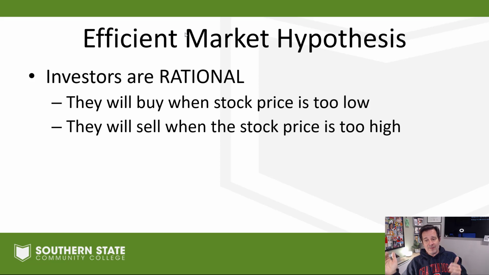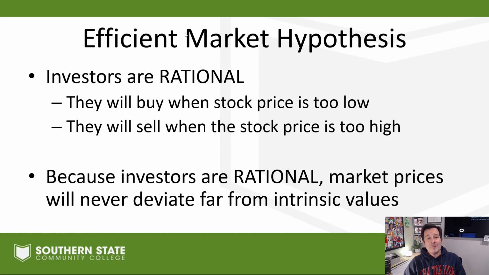A rational investor does both of those. They buy low, and then they sell when the price gets high. Because investors are rational, the market prices are never going to deviate too far from intrinsic values. Prices are never going to get really, really far out of whack. They just can't. That is the efficient market theory.